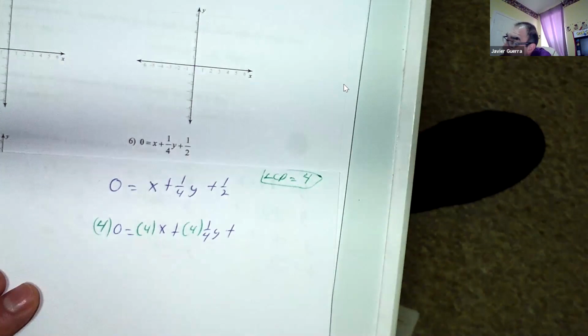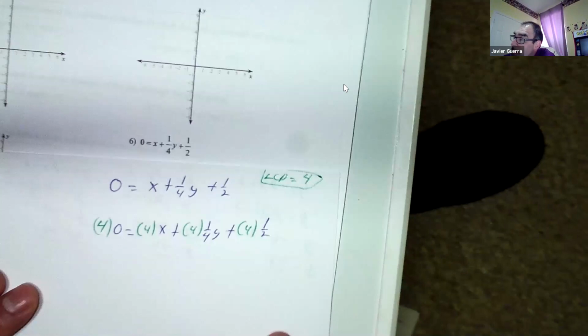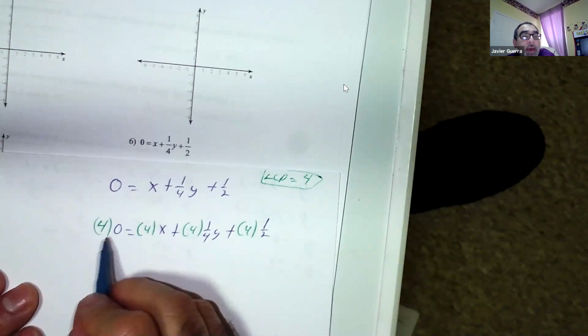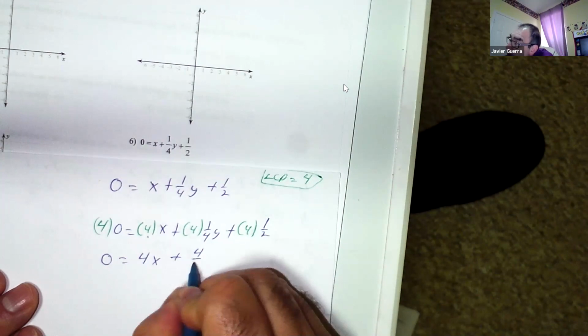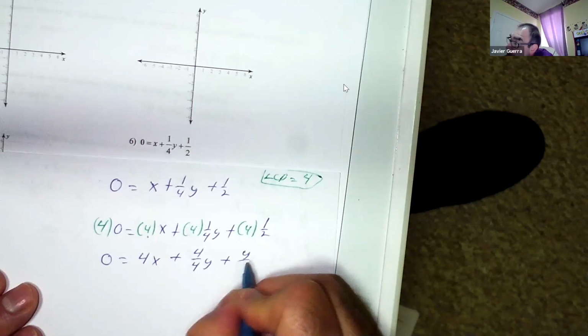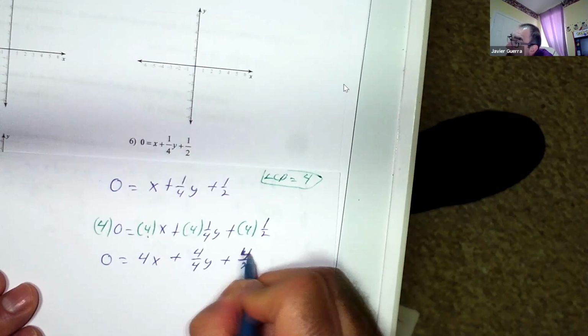Okay, so I go through and I multiply. So 4, that's 0. 4 times x is 4x. This one's going to be 4 times 1, that's 4 over 4, y. And this one's going to be 4 over 2.